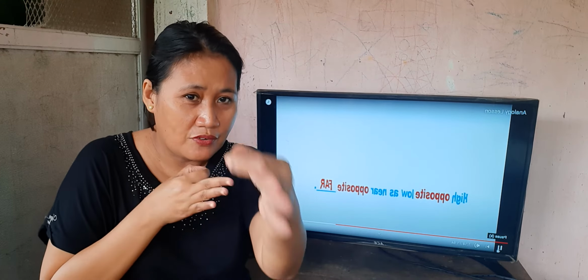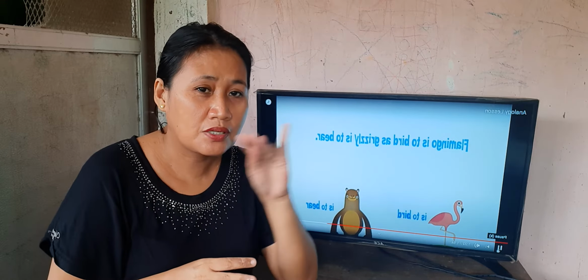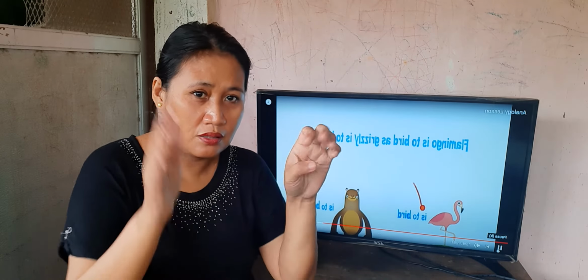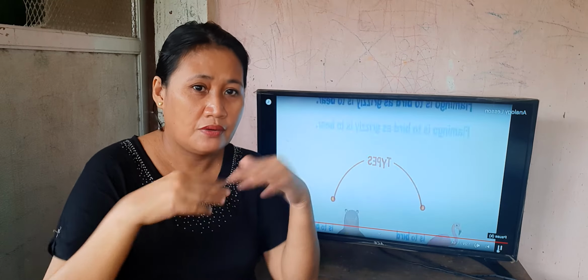Let's do another one we've seen before. Flamingo is to bird as grizzly is to bear. What is the relationship here? These were types of animals. Let's try to finish an analogy that uses types.